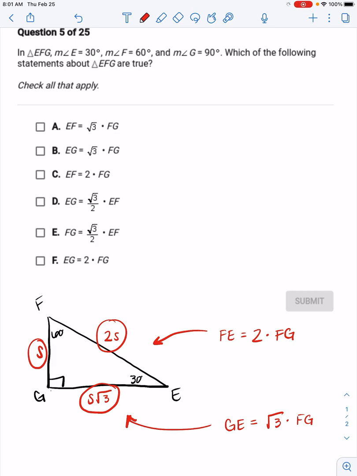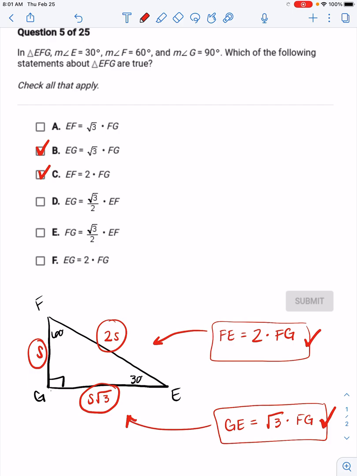And of course, they're the opposite. So instead of FE and GE, it's EF and EG. So EF equals 2 times FG. We're looking for that one. That's right here. EF equals 2 times FG. Okay, I got that. And then EG equals radical 3 times FG. So EG equals radical 3 times FG. That's this one. So I have that one.